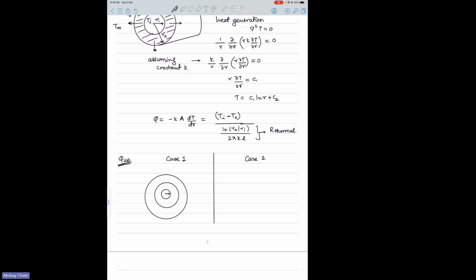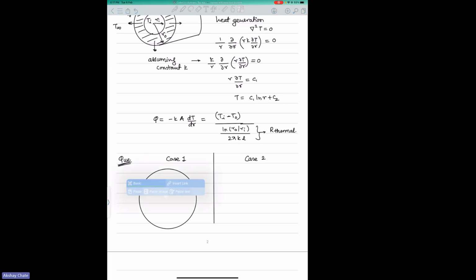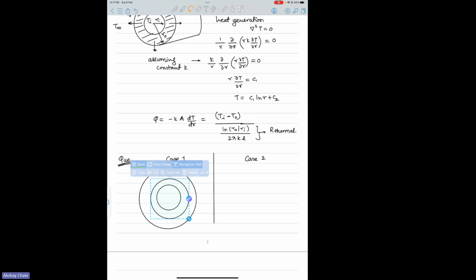So maybe I should draw it bigger. Okay, the thing is, it's not looking concentric, right? One second, can I do something? Just to make it look more concentric. Yeah, I think this is fine. We can shift this also.